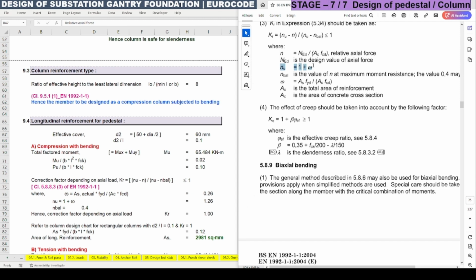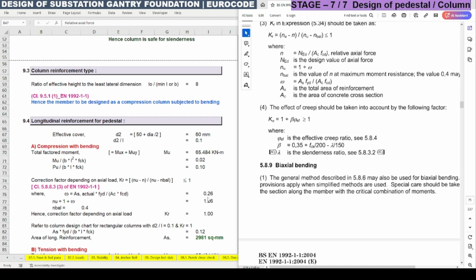And nu is 1 plus omega, and n bal is the value of n at balance. The value is directly given as 0.4, we can consider the same. And this omega value is given as As times fyd divided by Ac times fcd. So As is the total reinforcement area, which we need to calculate, and Ac is the area of concrete. So we are going to apply those equations here.